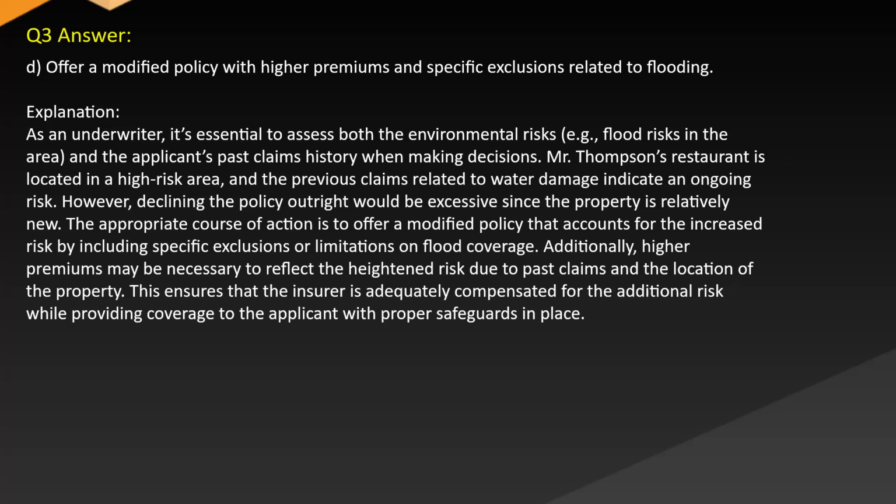Explanation: as an underwriter, it's essential to assess both the environmental risks, e.g. flood risks in the area, and the applicant's past claims history when making decisions. Mr. Thompson's restaurant is located in a high-risk area, and the previous claims related to water damage indicate an ongoing risk. However, declining the policy outright would be excessive since the property is relatively new. The appropriate course of action is to offer a modified policy that accounts for the increased risk by including specific exclusions or limitations on flood coverage.